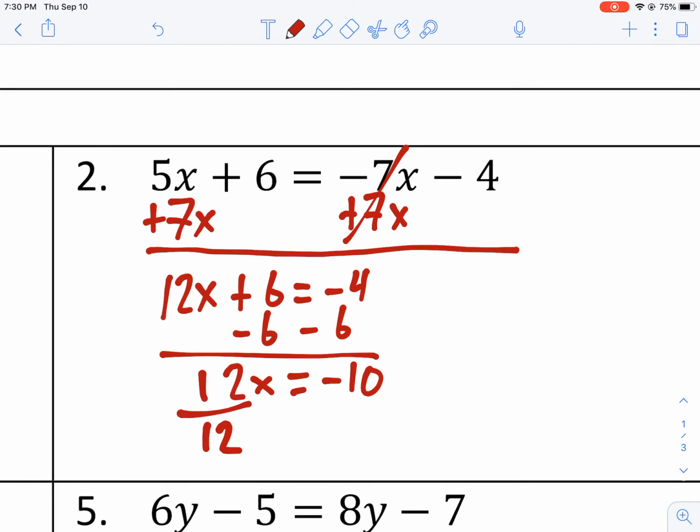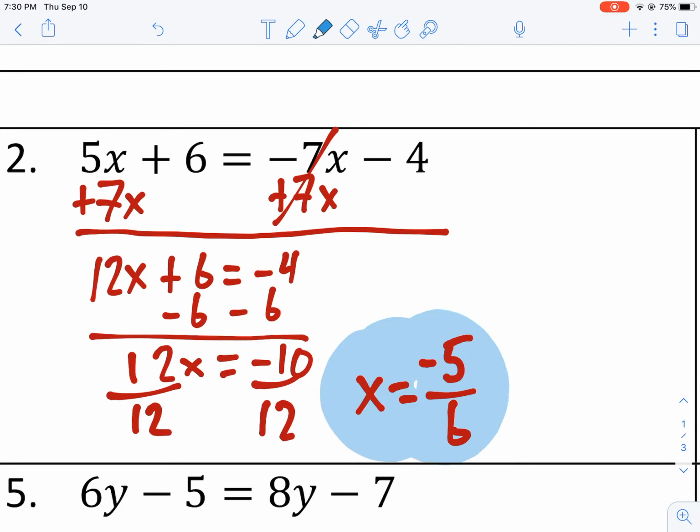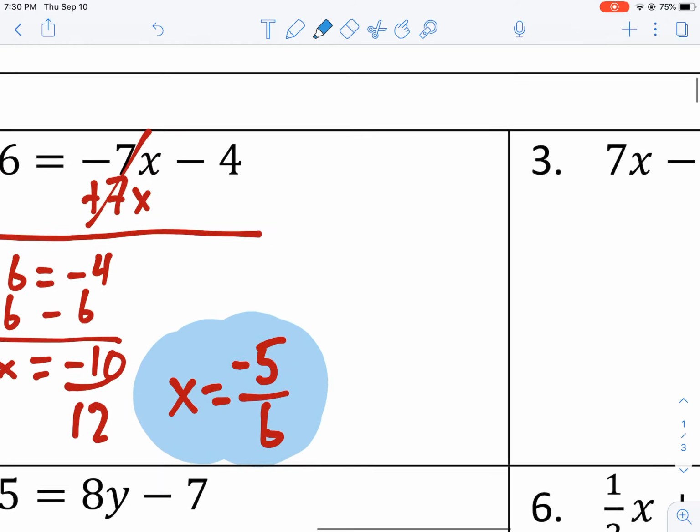We're going to ask that you simplify your fractions. So x equals negative 10 over 12. Those are both even numbers, so if we divide both of those numbers by 2, we end up getting x equals negative 5 over 6.